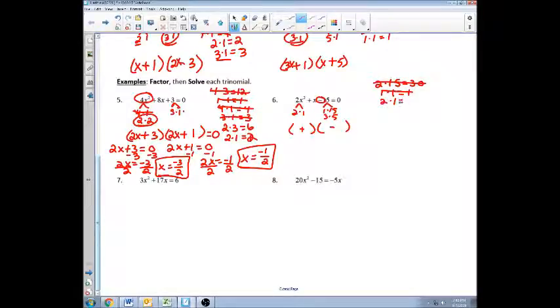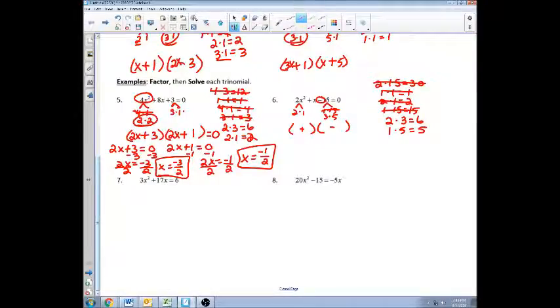2 times 1 is 2. 1 times 15 is 15. There's no way that 2 and 15 could ever get me there. So 1 and 15 will not work. Let's try 2 times 1 and 3 times 5. If I do 2 times 3, which is 6, and 1 times 5, which is 5. Is there any combination of 6 and 5 that could get me to positive 1?